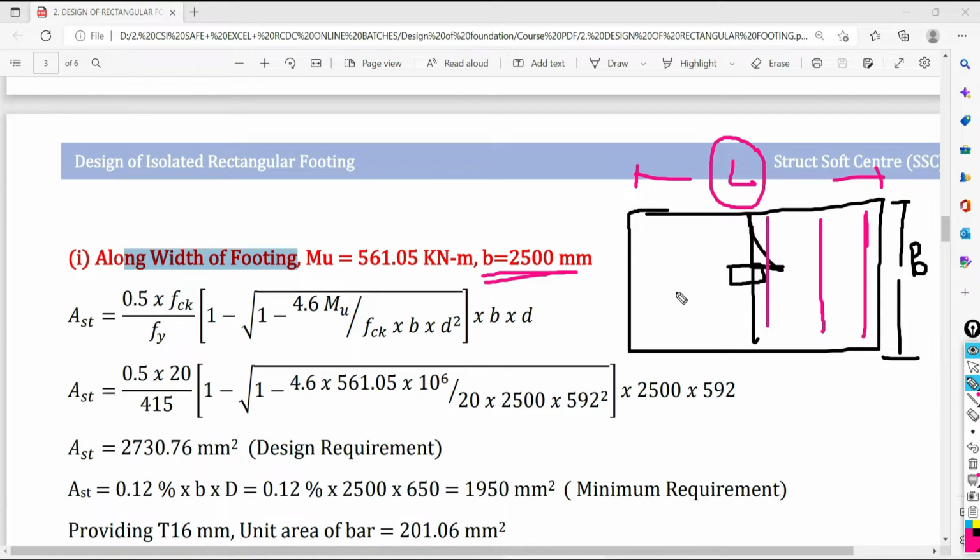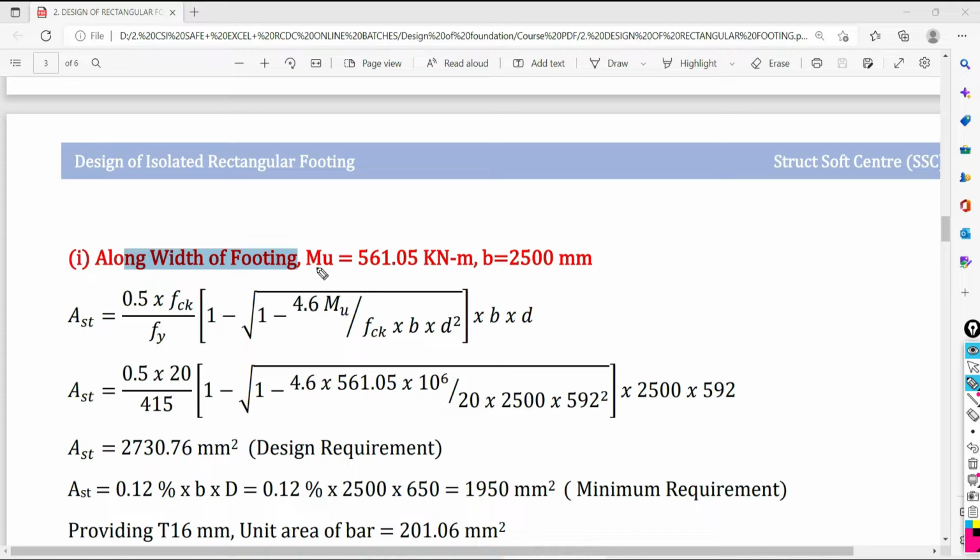Don't be confused, try to understand. We are going to find out the reinforcement along the width of the footing, and we have calculated the moment along this width of the footing. We are going to utilize this moment for calculating the reinforcement along the width, but its distribution will be along the length. So this length is going to become width. So length is 2.5 meter or 2500 mm. Hope that you all understood. Now put all these values in this formula. We are getting the design requirement as 2370.76.